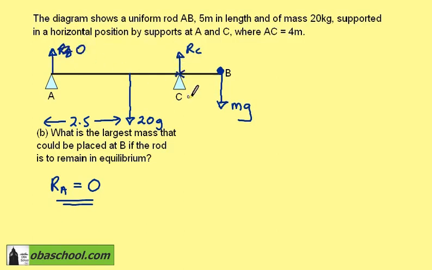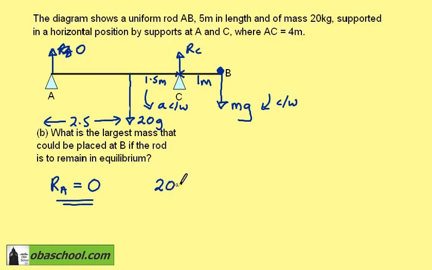If we take our pivot at C, the 20g will turn us in an anti-clockwise sense, and the mg in a clockwise sense. Since we're in equilibrium, these must be equal. We know these distances, and so we can work out the moments.